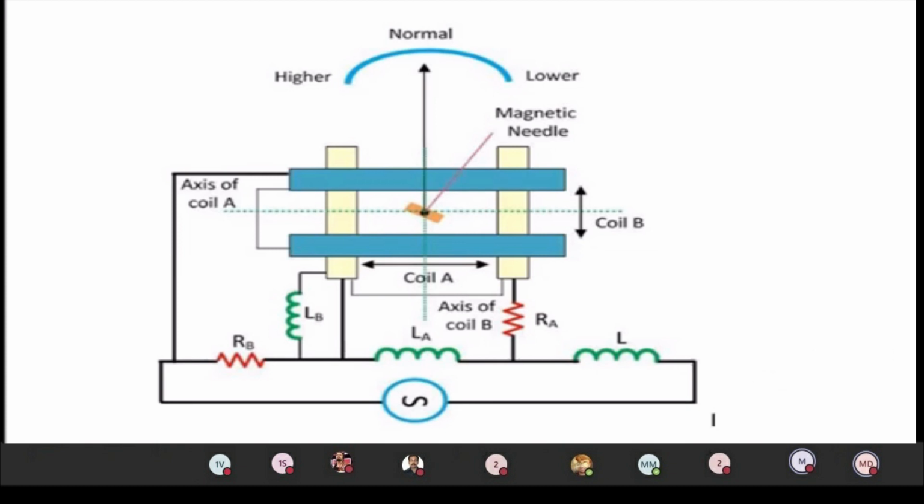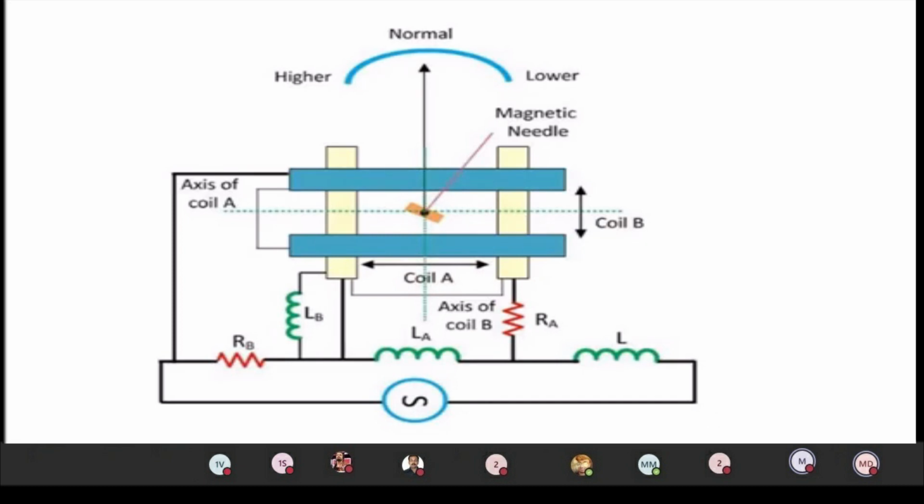One of the basic concepts we have to keep in mind while studying the working of frequency meters is this: whenever a current flows through a coil, a magnetic flux is produced around it. I will repeat, whenever a current flows through a coil, a magnetic flux is produced around it. With this concept, we can move on to the working of each frequency meter.